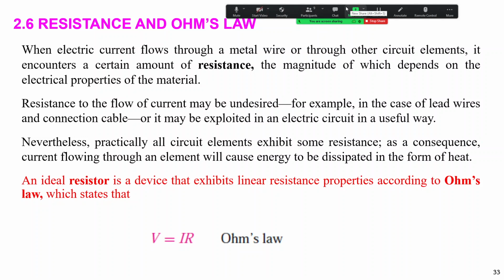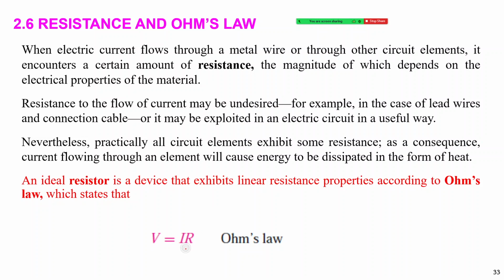Okay, now let's talk about resistance and Ohm's law, right? Ohm's law states that the voltage across an element is equal to the current times the resistance of that element, which is a constant, right? V is equal to I multiplied by R, where R is a constant of that element. We call this law Ohm's law, right?